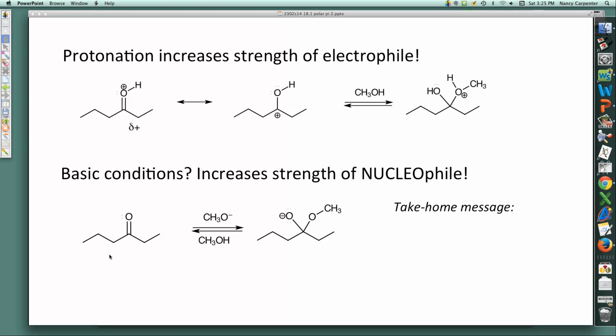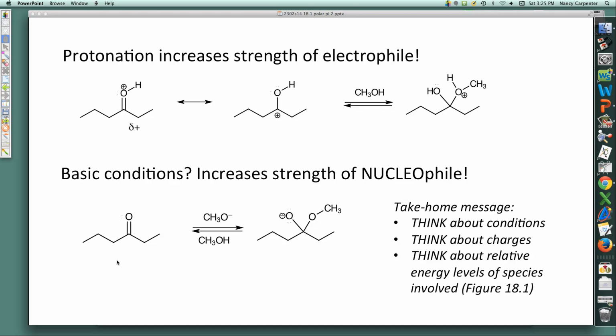Lots of take-home messages, though, as you work through the mechanisms in this chapter. First, you're always going to have to think, am I under acidic conditions or am I under basic conditions? You're going to have to pay careful attention to formal charges. And you should think about the relative energy levels of the species involved, as shown in figure 18.1. That basically this is all about energies and the relative energy levels of species, and figure 18.1 does a dynamite job of pulling this all together in an energy diagram.